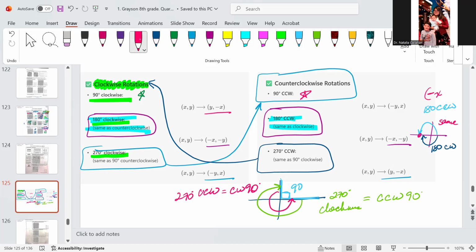So it's going to be negative x, negative y. If you look at it from here to here, that's 180, isn't this going to be negative x and negative y? And if I do counterclockwise and draw the picture, it's still negative x, negative y. So these two are the same. They're going to be equal.